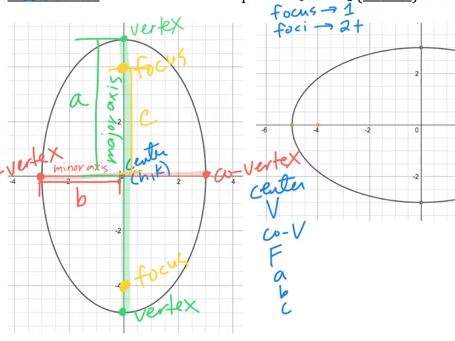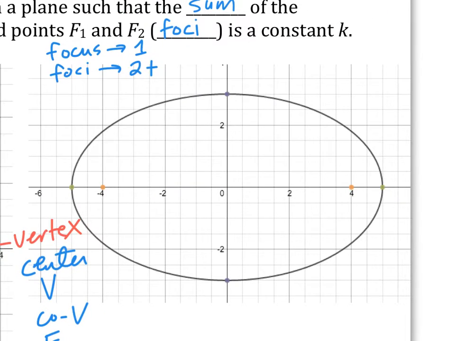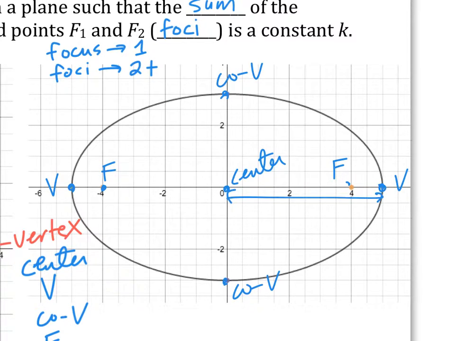Okay, let me give you the answers. This is the center. Vertices are on the longer ends. Co-vertices are on the shorter ends. And then the foci are inside. Lengthwise, this is A, the longer one. The shorter one is B. And then from the center to the focus is C. Good?